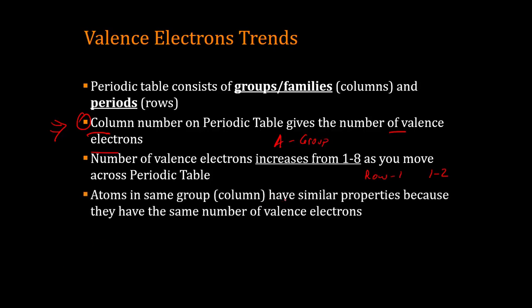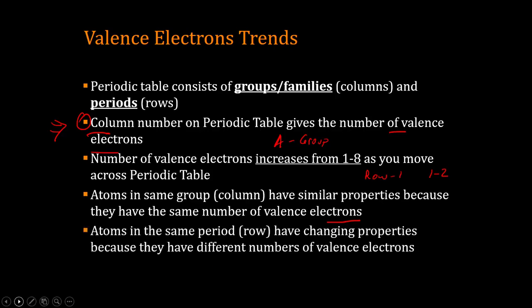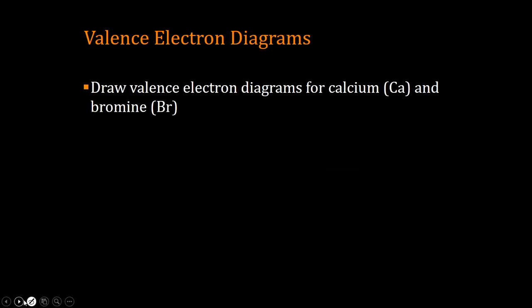Atoms in the same column have similar properties because they have the same number of valence electrons. Like I said, valence electrons determine chemical reactivity. If it's the same, they're going to behave similarly. Atoms in the same row have changing properties because their number of valence electrons is different from one atom to the next, and so they're going to behave differently.